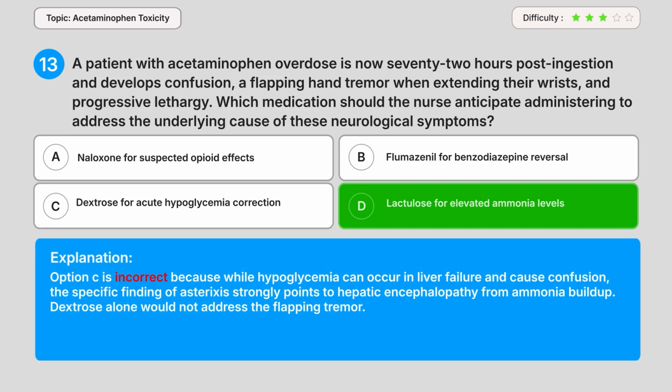Option C is incorrect because while hypoglycemia can occur in liver failure and cause confusion, the specific finding of asterixis strongly points to hepatic encephalopathy from ammonia buildup. Dextrose alone would not address the flapping tremor.